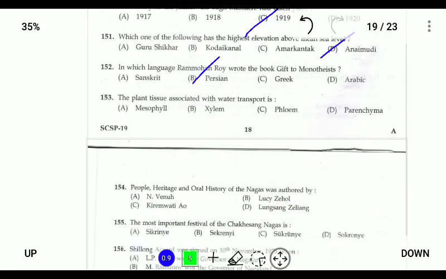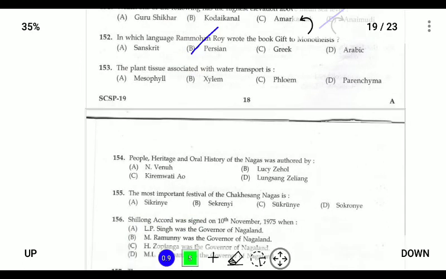Raja Ram Mohan Roy was well versed in Persian and English, and he wrote the Gift to Monotheists in 1839. He founded the Brahmo Samaj.